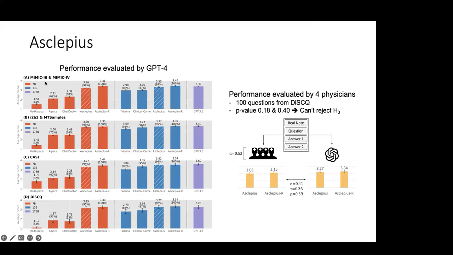So we used MIMIC-III and MIMIC-IV based question answering datasets, NER datasets, relation extraction, and a lot of different tasks like paraphrasing, summarizing, question answering. We did eight different tasks. In this chart, this is 7B, this is 13B. Asclepius-R is the one trained on real notes. Asclepius, the one with the diagonal line, is the one trained on synthetic notes, and GPT-3.5 is GPT-3.5.